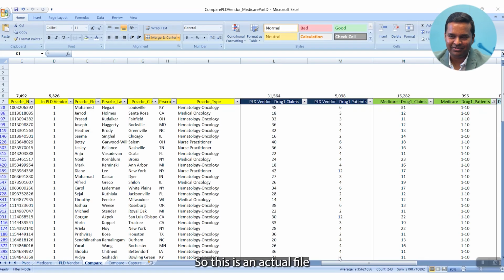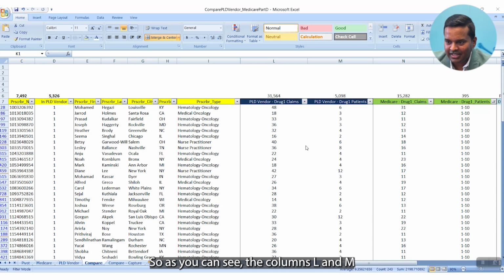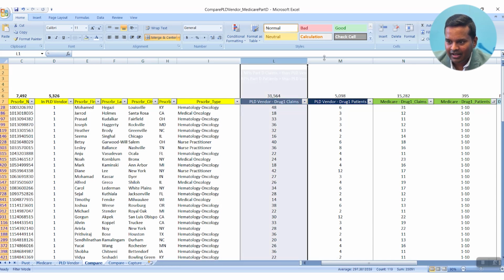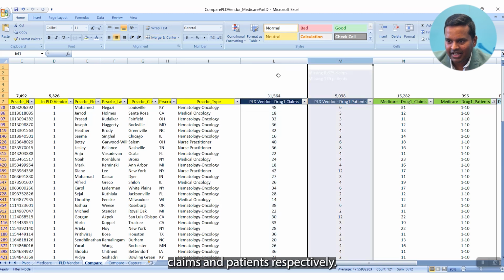So, this is an actual file, and we suppressed the vendor and the drugs for privacy issues. This is an oncology product, an oral product, and we took the patient-level data from the vendor and also from the Medicare side. As you can see, columns L and M are the vendor's claims and patients respectively, what they report for that particular physician based on the NPI.